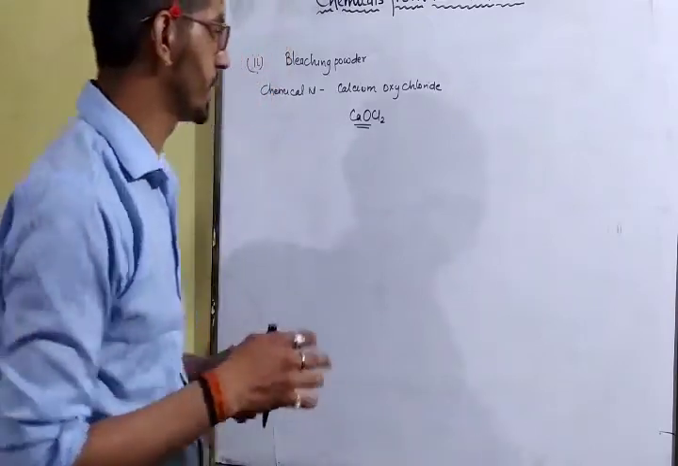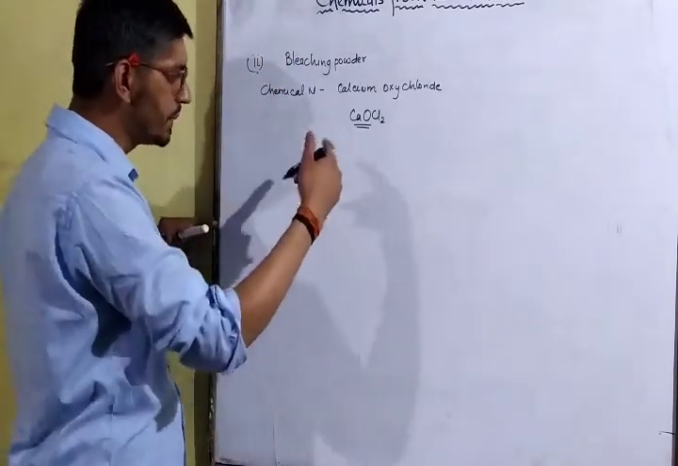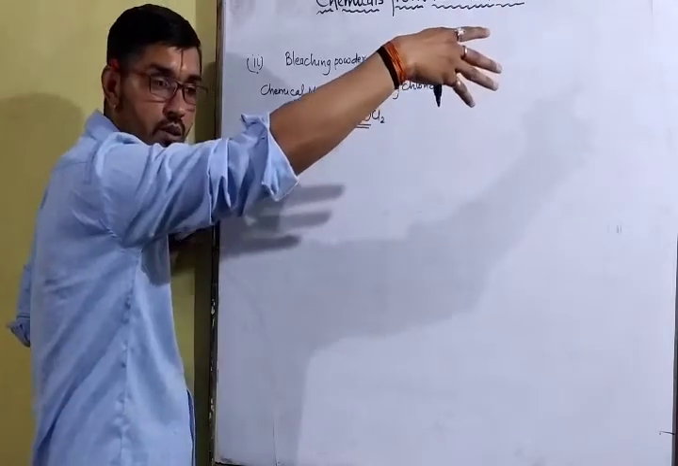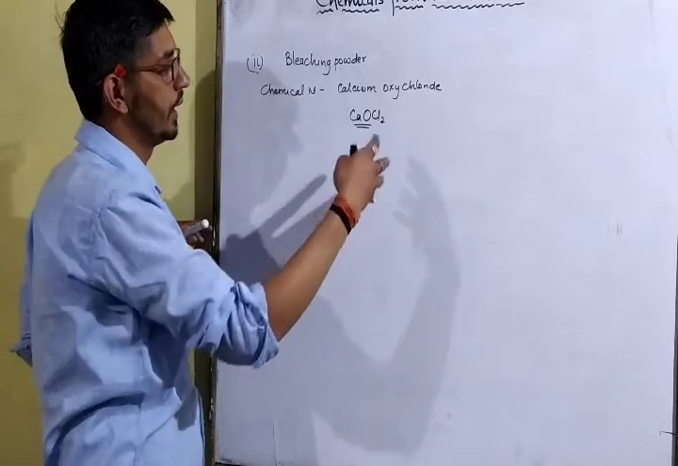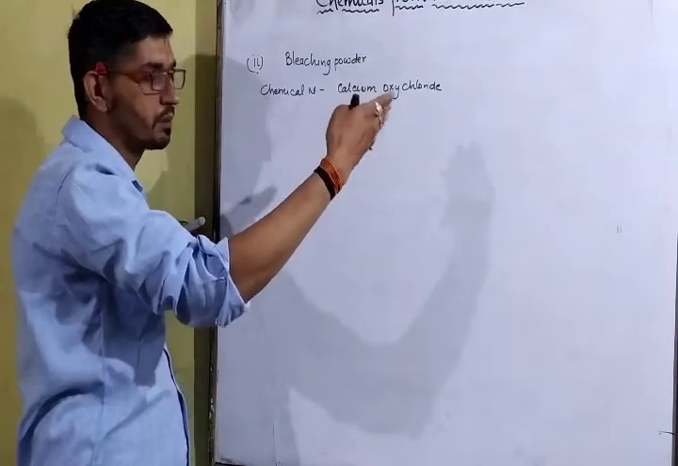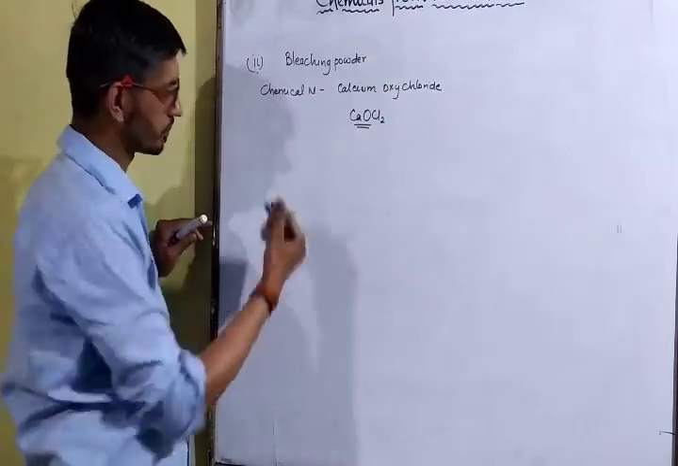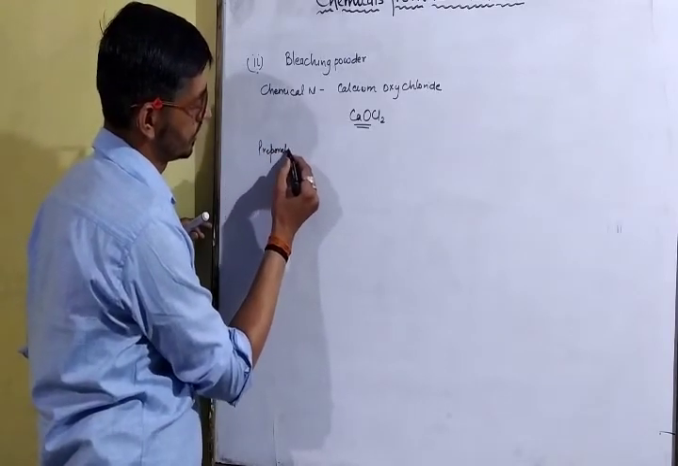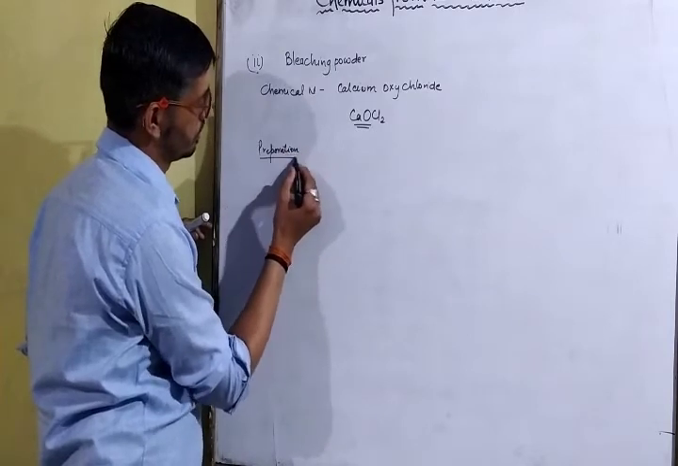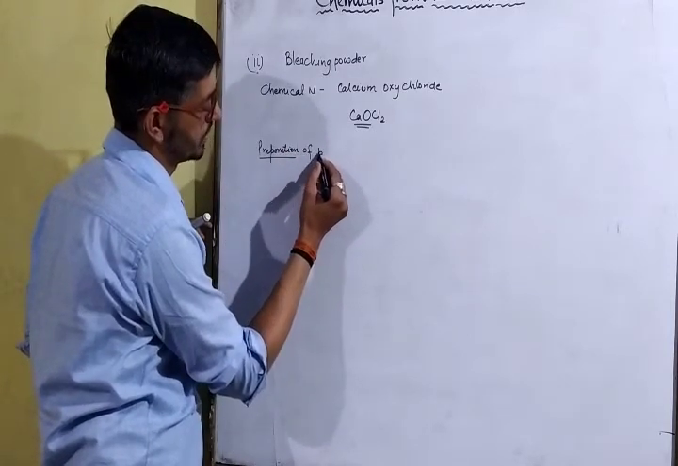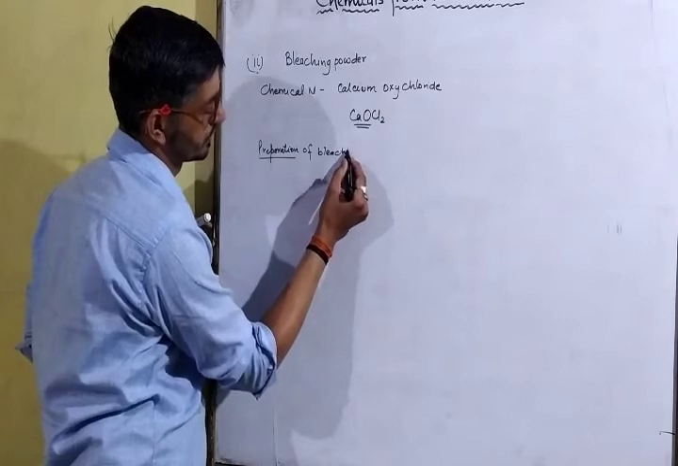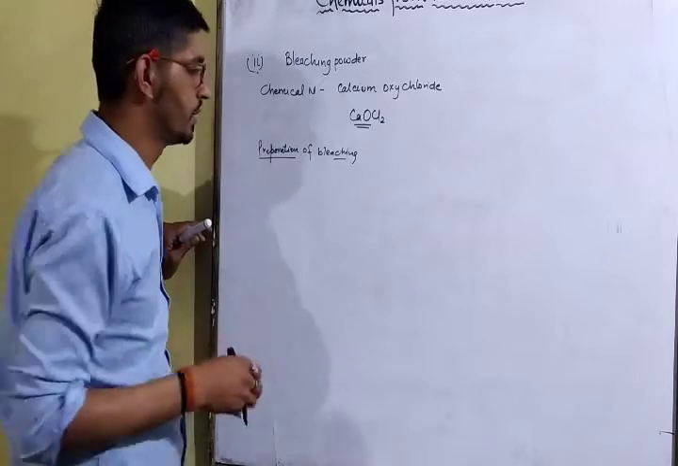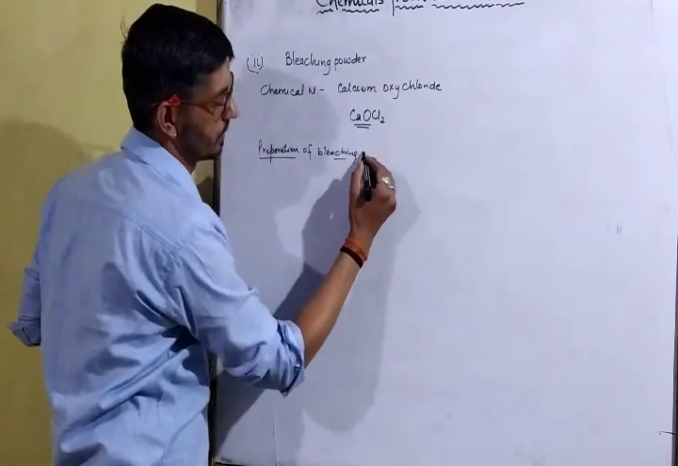Now how is it prepared? I'm telling you how it is prepared. It is prepared by the action of the important constituent of common salt, that is chlorine, and this chlorine gas is passed to slaked lime. So preparation of bleaching powder. It is a yellowish crystalline solid, in powdered form.